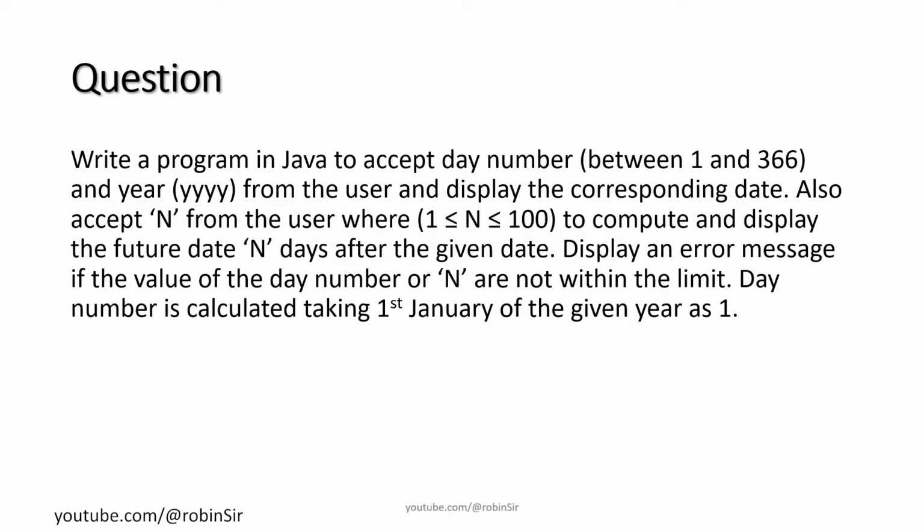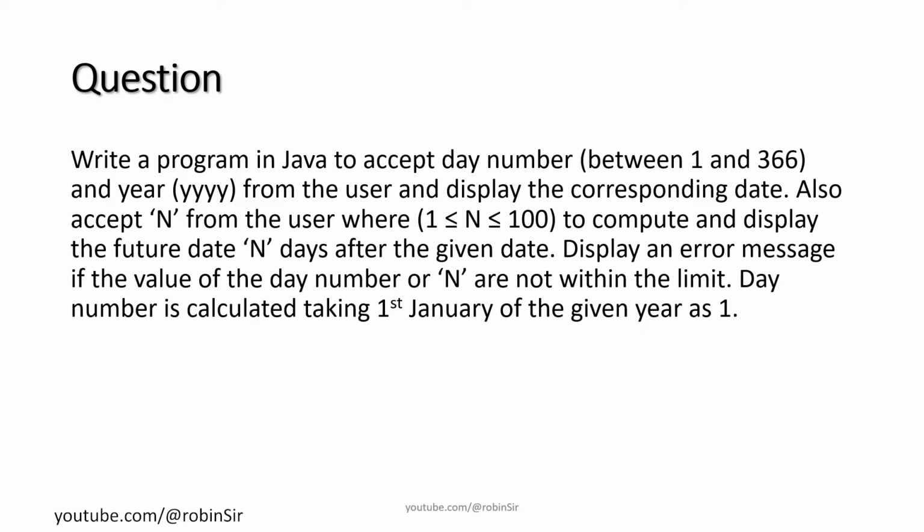So in the question, we are told to write a program in Java to accept a day number in the range 1 to 366 and the year from the user and display the corresponding date. Also, we have to accept n from the user in the range 1 to 100 to compute and display the future date n days after the given date. And we have to display an error message if the value of the day number or n are not within the limit. Day number is calculated taking 1st January of the given year as 1.